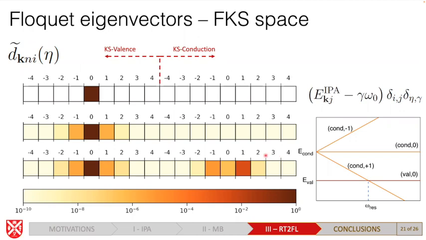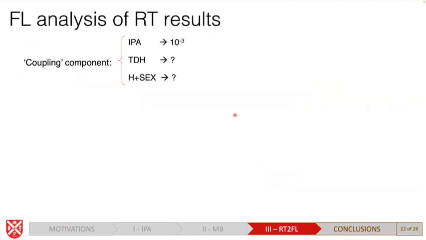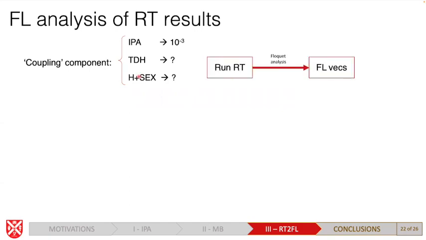Now, a key question here is to what extent do we populate this plus 1 mode here? What we found at the EPA level is that we have values of 10 to the minus 3. And this is sort of what we would expect with the weak fields that we're using in this work. Now, at the TD-Hartree and Hartree plus X level, we don't know, because more often than not, we're not able to solve this via our Floquet code. But what we can do is run the real time at this level of theory, and once we have the time dependent states, do this Floquet analysis to extract the Floquet vectors.